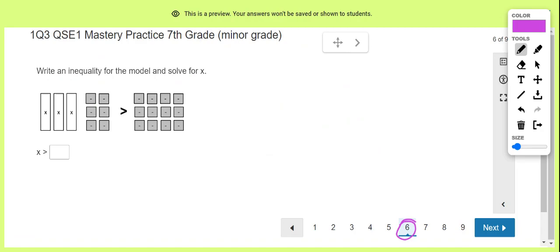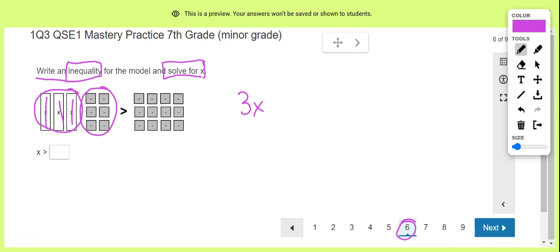Okay, looking at number 6 down below, we're going to write the inequality and then solve for x. Look at the variable terms here. We have 3 x's. And then we have 6 negatives is greater than 12 negatives. Okay, so we wrote the inequality.